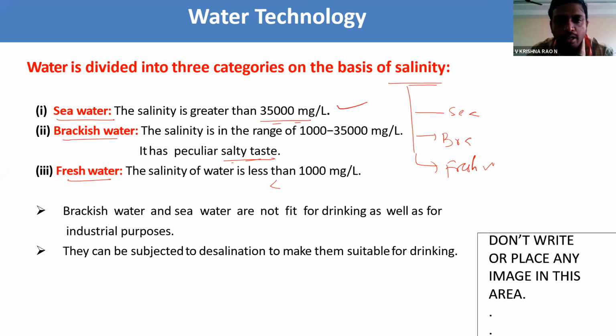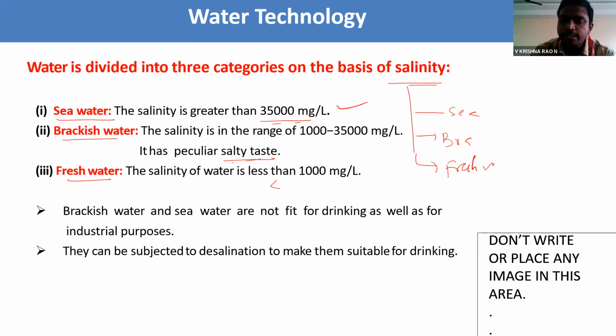Depending on the salinity, water is categorized into three types: sea water, brackish water, and fresh water. Greater than 35,000 milligrams per liter is sea water. In the range of 1,000 to 35,000 milligrams per liter, it is brackish water with a peculiar salty taste. If the salinity is less than 1,000 milligrams per liter, it is called fresh water.